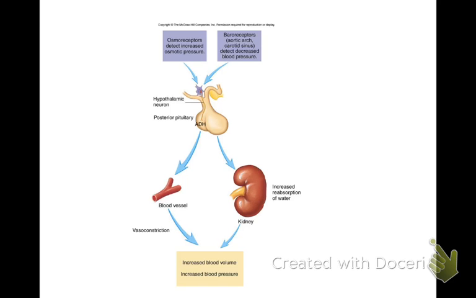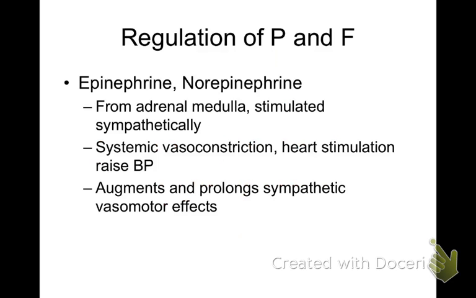So here we see a diagram showing at the top osmoreceptors detecting increased osmotic pressure, or baroreceptors sending signals to that center in the hypothalamus that stimulates the secretion of ADH from the posterior pituitary, which has a greater effect on the kidney, but remember that's long term, and that vasoconstricting effect if the pressure is really low. So ADH has both an effect on peripheral resistance and an effect on blood volume.